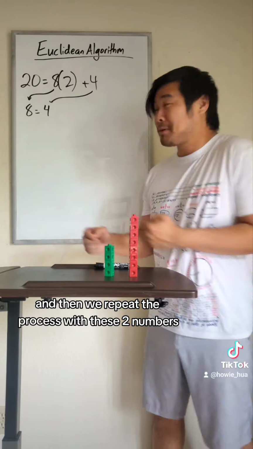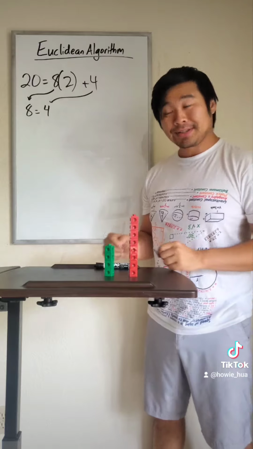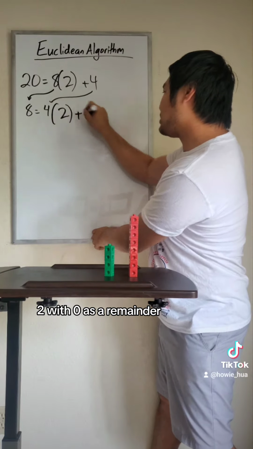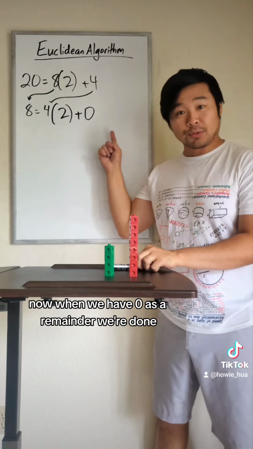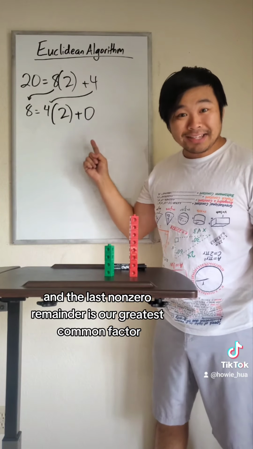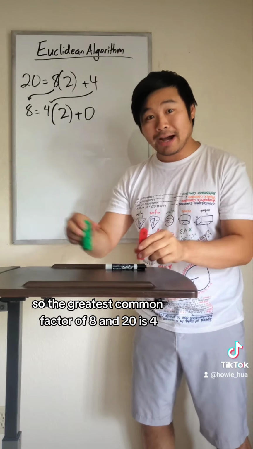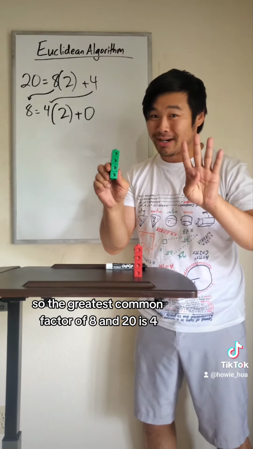And then we repeat the process with these two numbers. So how many 4s fit into 8? 2 with 0 as a remainder. Now, when we have 0 as a remainder, we're done. And the last non-zero remainder is our greatest common factor. So the greatest common factor of 8 and 20 is 4.